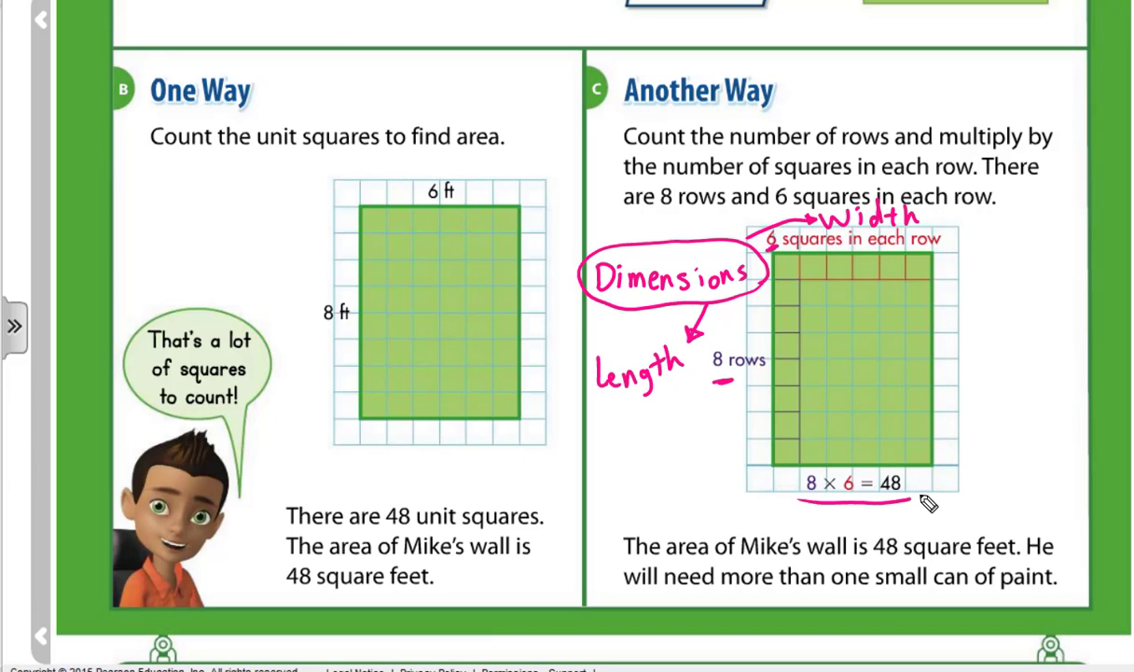How to find the area? Multiply length by width. So simply, if you want to find the area of a rectangle, you can use the rule for the area. To find the area, use this rule. Area equals length times width. So this is the rule. As you can see, 8 multiplied by 6 equals the same number, which is 48.